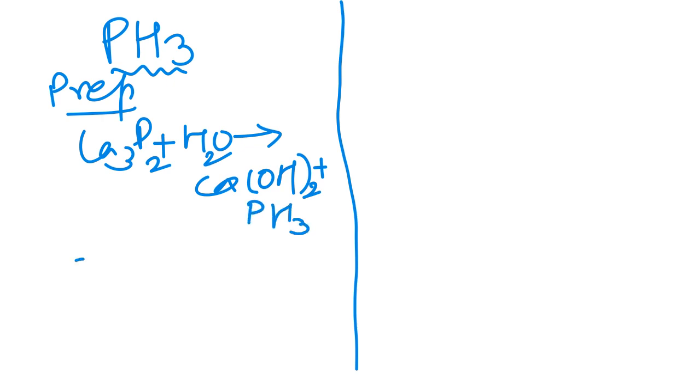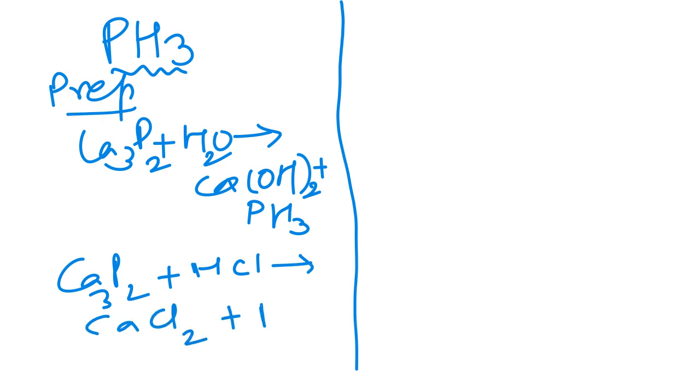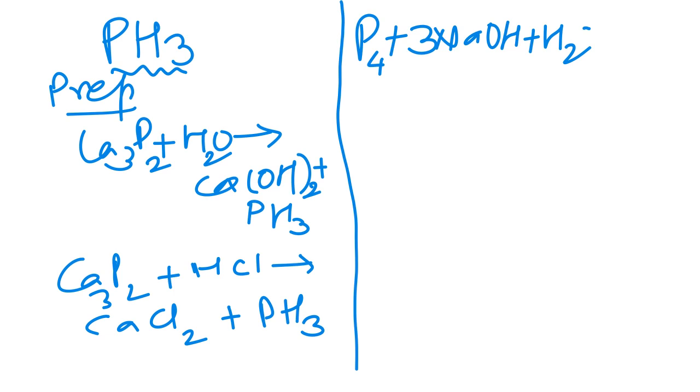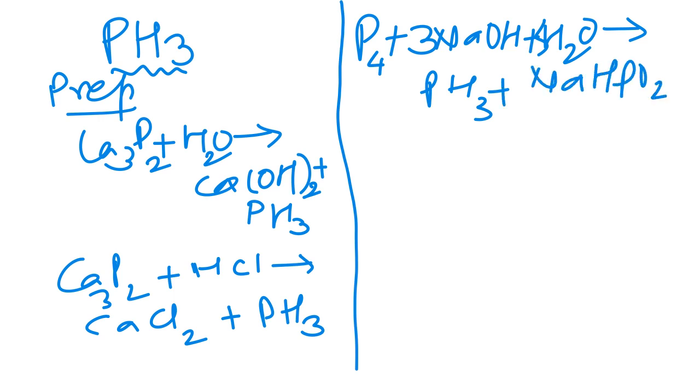You can also use hydrochloric acid, that is acid. You will get CaCl2 plus phosphine. Then in lab you can take the white phosphorus and treat it with sodium hydroxide and water, 3H2, PH3 plus sodium hydrogen phosphide.